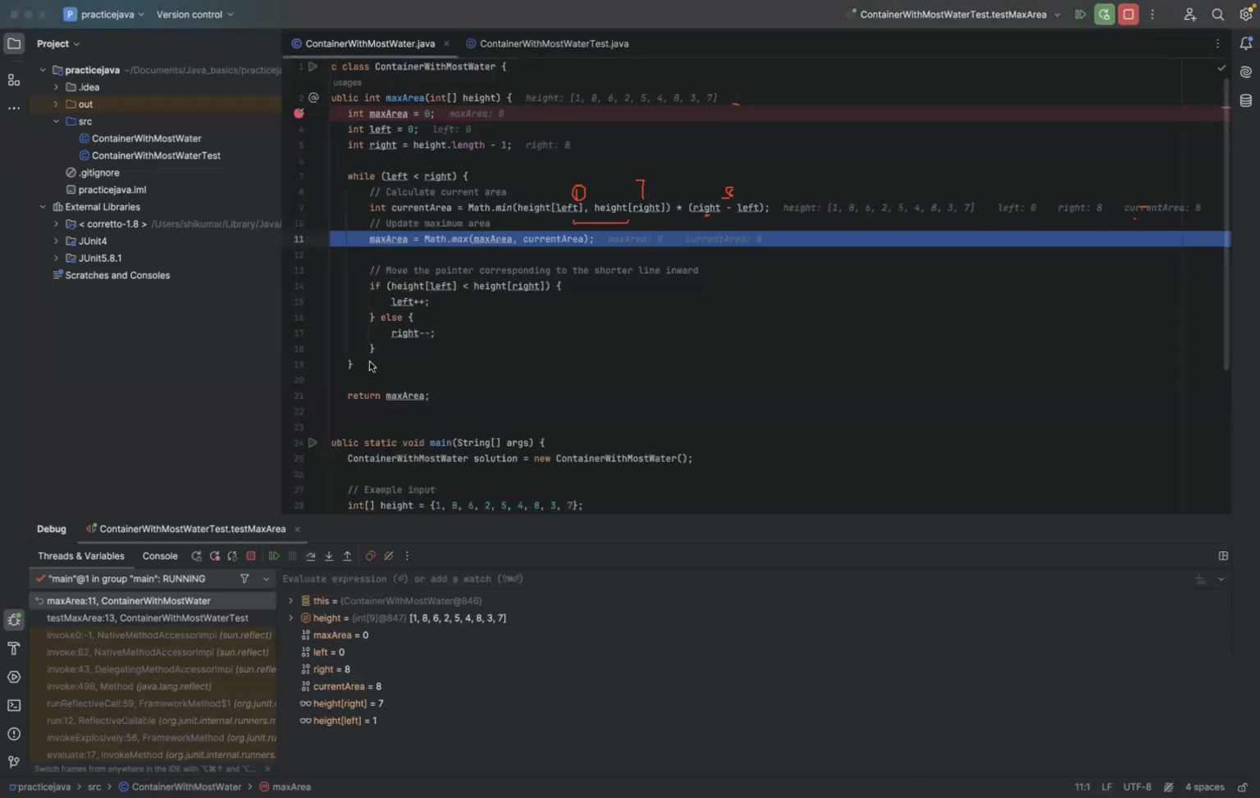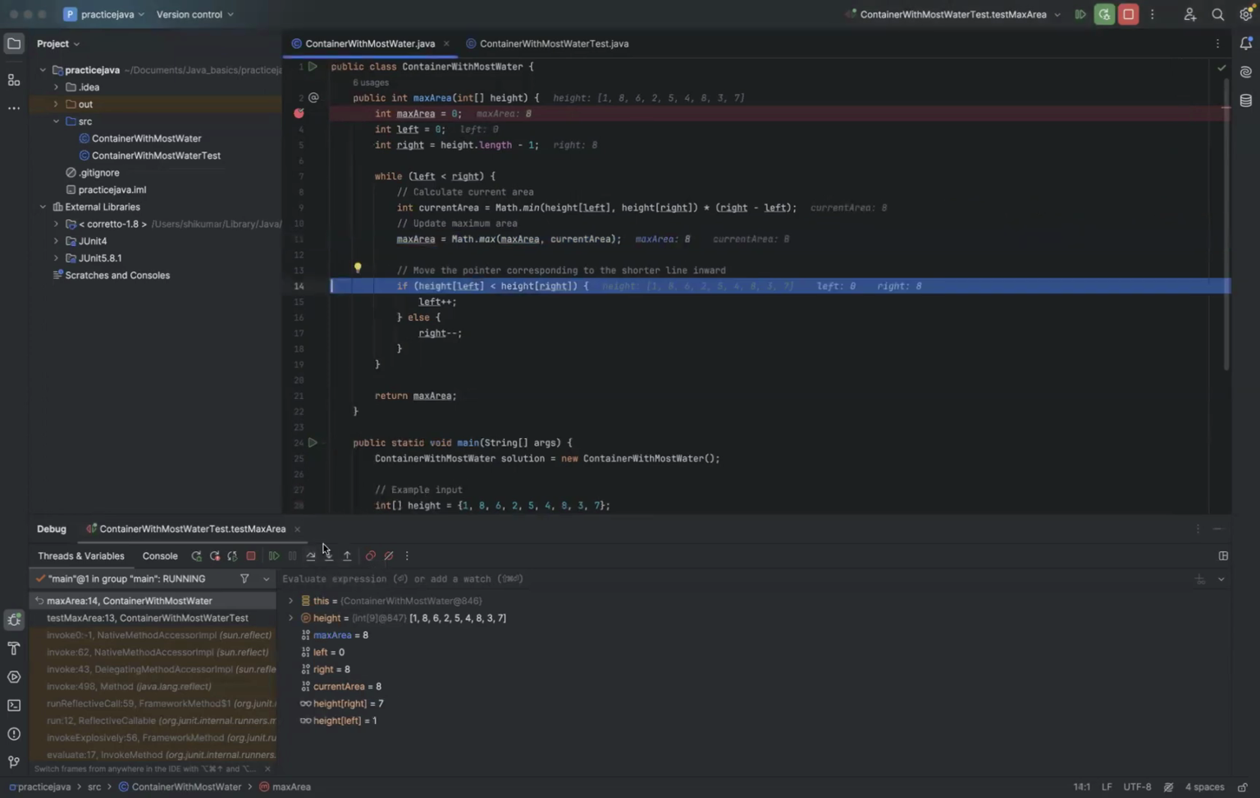Let me clear the drawing, as it would confuse you in the next iteration. I think you are able to visualize it, right? Current area is 8 here. Now we compare max area and current area. Max area was initially defined as 0, and current area is 8. Of 0 and 8, 8 is the max, obviously. So we update the max area value to 8, and you will see max area got updated with 8.